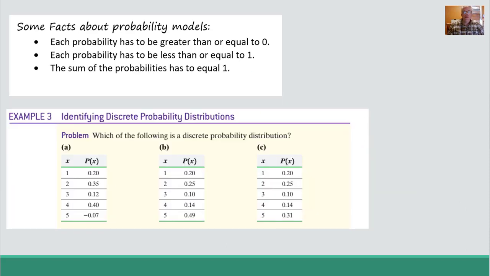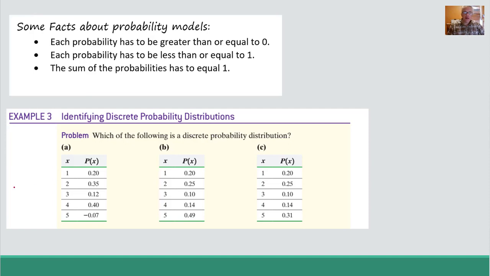All right. Now, some facts about probability models. First of all, probability cannot be negative. Each probability has to be greater than or equal to 0. Also, probability values have to be less than or equal to 1. So any probability we have has to be in between 0 and 1, and it can include 0 and 1. The last fact is that the total probability is always equal to 1.